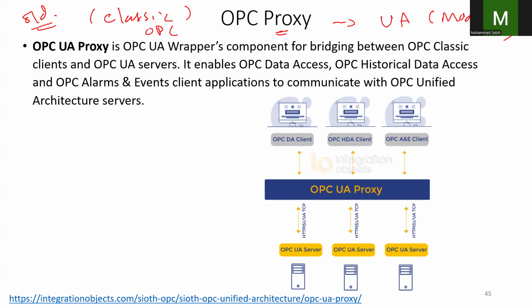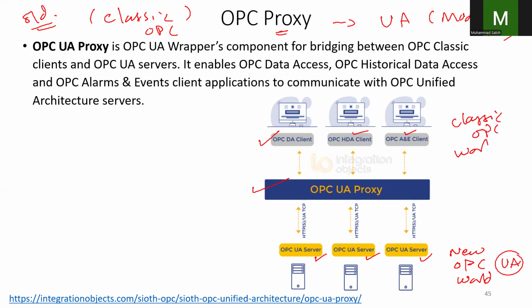Like DA, HDA, and AE, and the modern OPC UA servers. We see that we have OPC DA, HDA, or AE clients, and through the OPC proxy we are able to connect and share the data with the new OPC world, which is UA, and this is the classic OPC world.